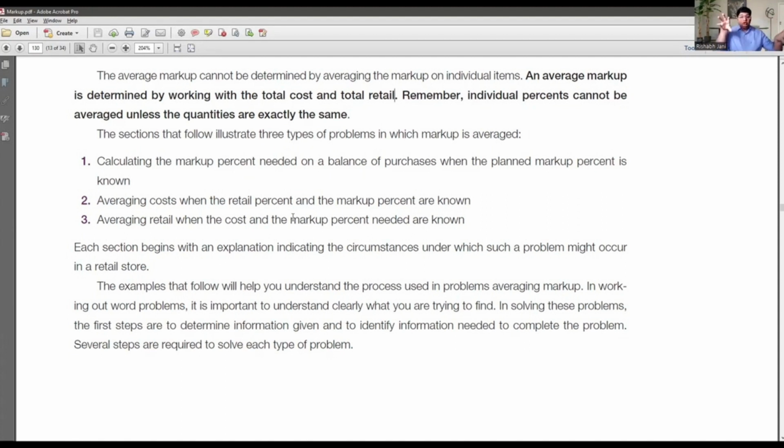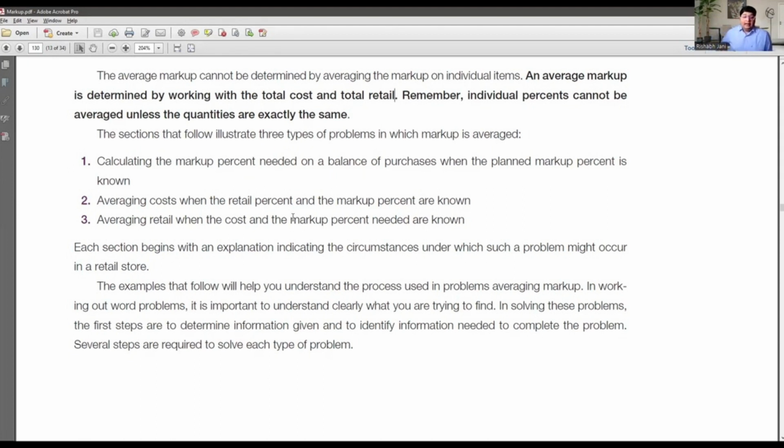Well, now let's say October 20th, there are more purchases that are made. That's a balance of purchases, or there's more products that are needed for that particular markup goal to be reached, but they're purchased at a higher cost. Well, what's the markup percentage that you need on those new products, on that balance of purchases, to be able to reach your markup goal? That's the first one that we're going to cover.